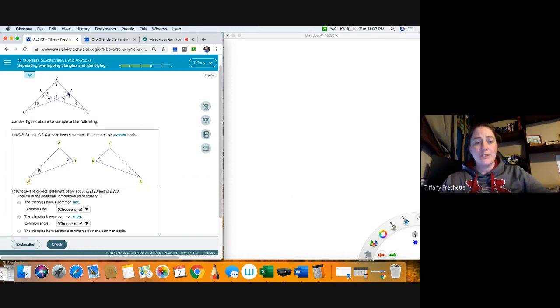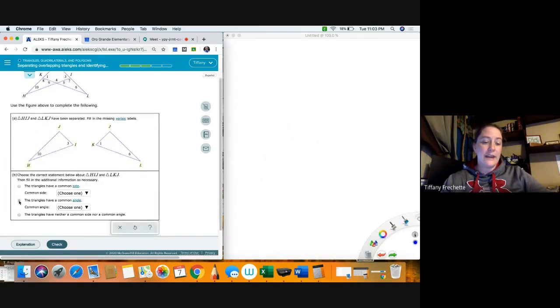And both of these triangles, if I trace them, they use this entire angle J. So it's not cut up or anything. It is that entire angle. So they do have this angle in common. They don't have any sides in common. Again, they use a piece of the side here for HJ, but it's not the whole side, so we wouldn't say that's a common side. But we can say that they do have a common angle, and their common angle is J.